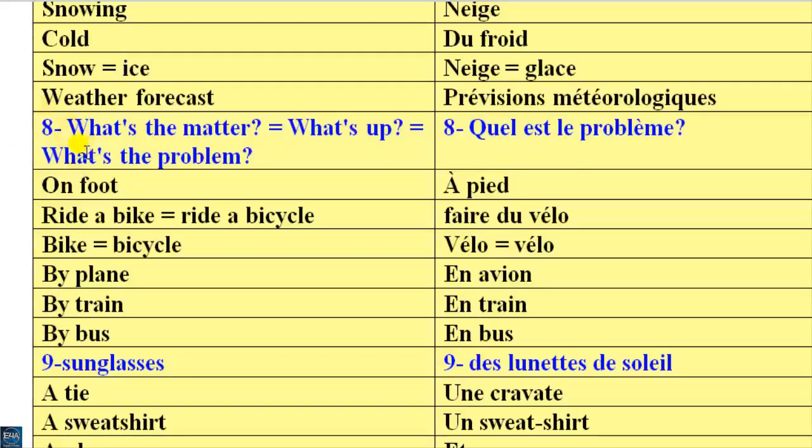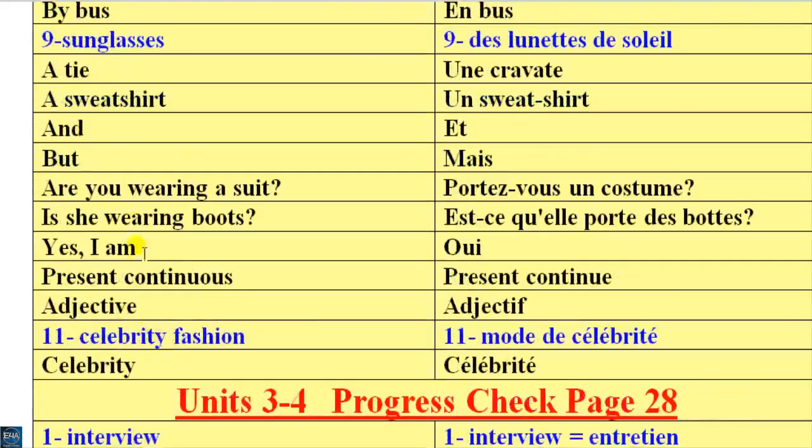Exercise number 8. What's the matter? What's up? What's the problem? On foot. Ride a bike. Ride a bicycle. Bike. Bicycle. By plane. By train. By bus. Sunglasses. A tie. A sweatshirt.